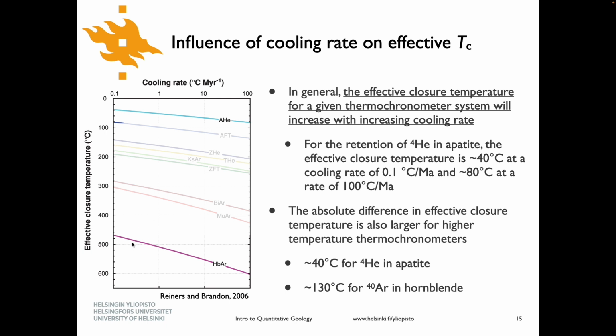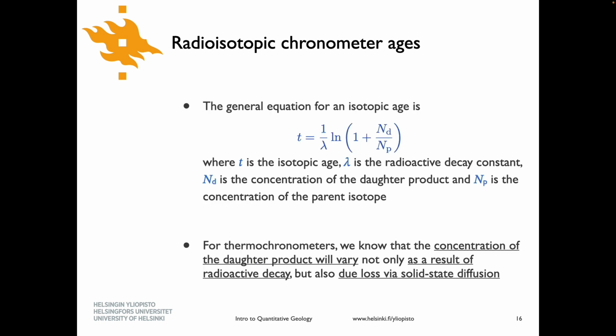And if you look at the accumulation of argon in hornblende, you see the same general idea, but at higher temperatures. This is a system that retains the daughter isotope at higher temperatures compared to the accumulation of helium in apatite. So the rate at which you're cooling will be one of the things that has a big effect.